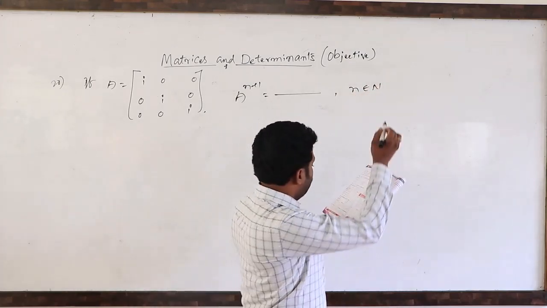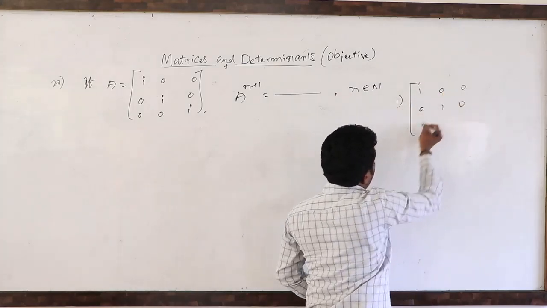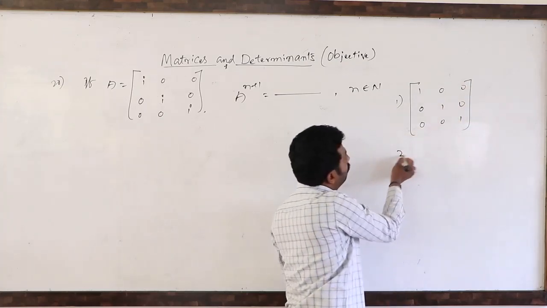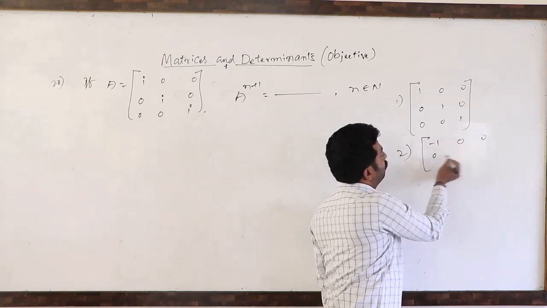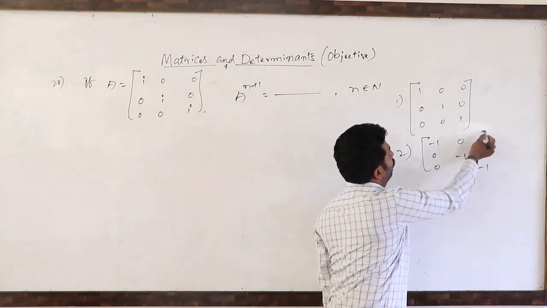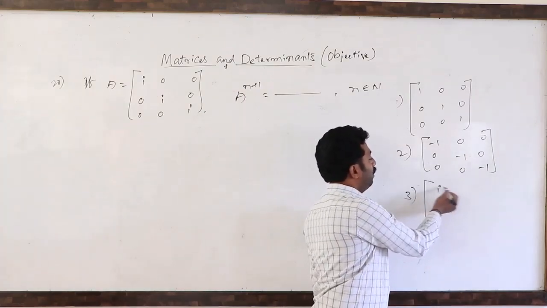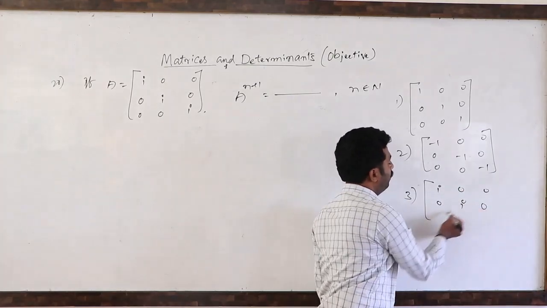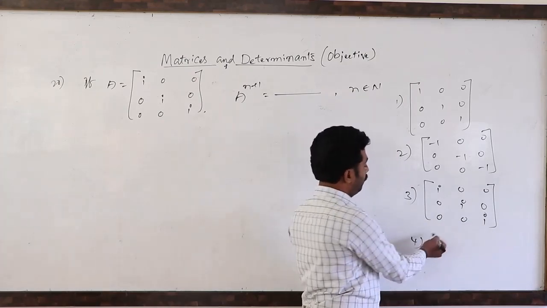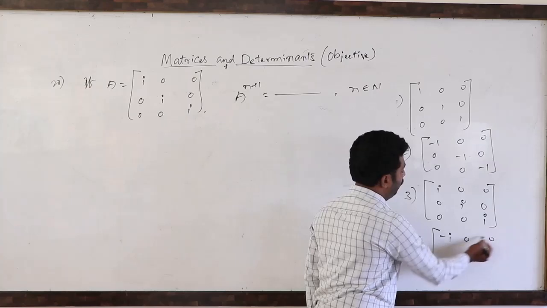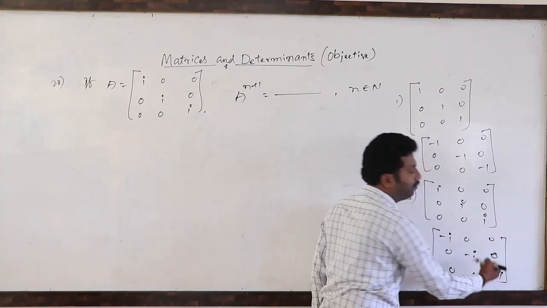The options they have given: first, 1 0 0, 0 1 0, 0 0 1. Second option, minus 1 0 0, 0 minus 1 0, and so on. Then third option, i 0 0, 0 i 0, 0 0 i. Then the fourth option will be minus i 0 0, 0 minus i 0, 0 0 minus i.